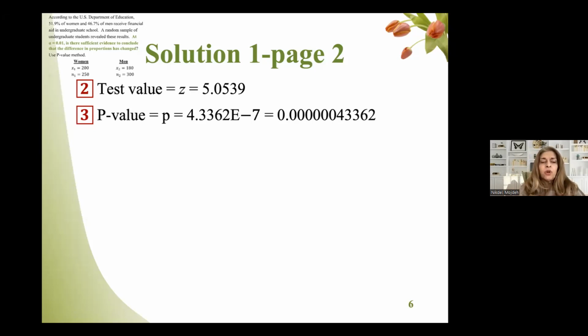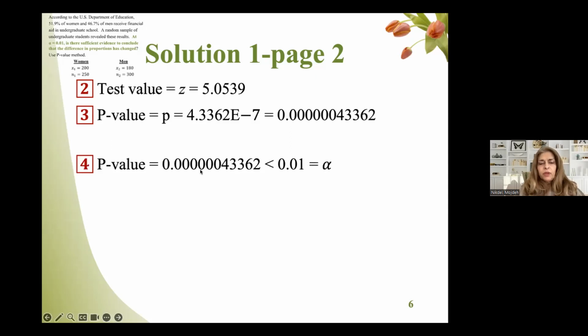And then step 4 is I have to decide to reject or not reject null. To do that, I compare my p-value with alpha. I write p-value on the left, alpha on the right. My p-value is very, very small, approximately 0. My alpha is 0.01. Then I ask myself, which one is larger? Alpha is larger. P-value on the left, alpha on the right. I put the mouth of my inequality toward the larger number, alpha.